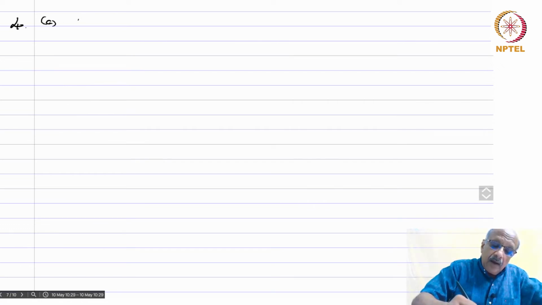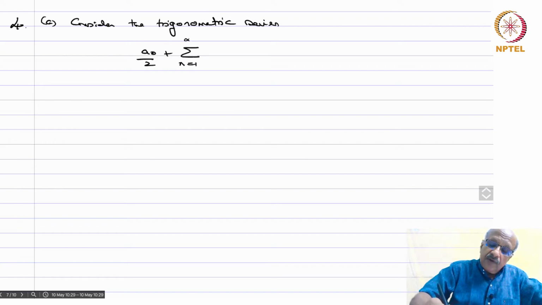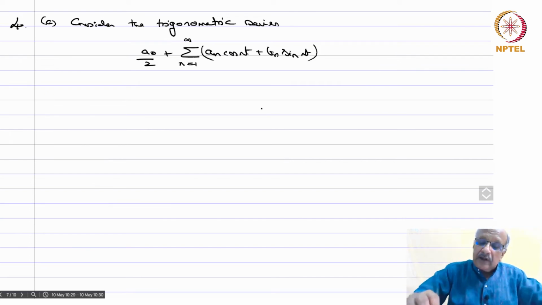A. Consider the trigonometric series a0/2 plus sigma n equals 1 to infinity of an cos nt plus bn sin nt. This looks like the Fourier series, but this is generally only a trigonometric series. There is no function attached to it.